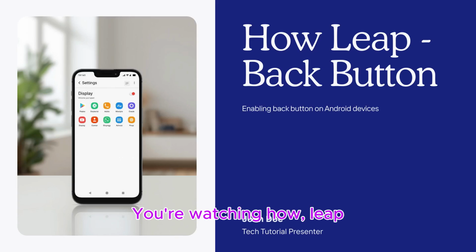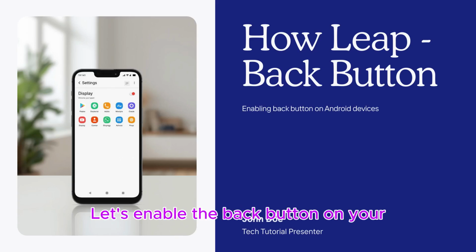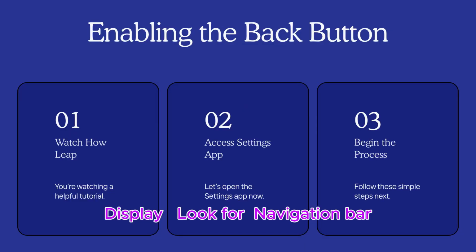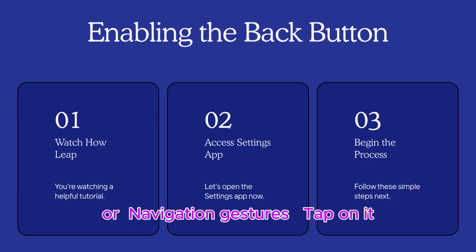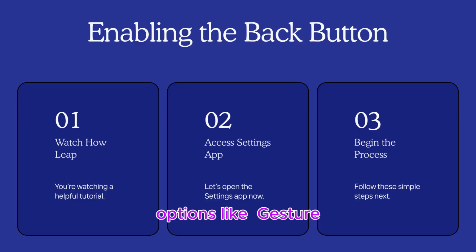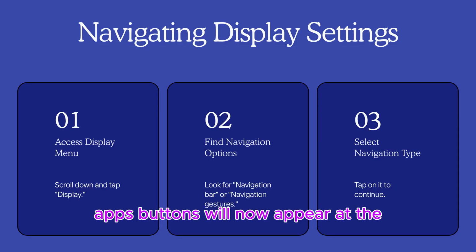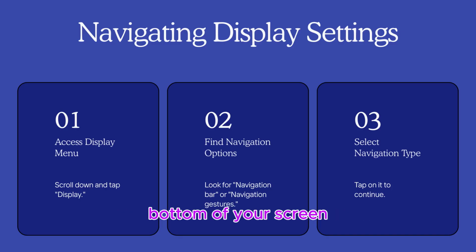You're watching How Leap. Let's enable the back button on your Android phone. Open the Settings app, scroll down and tap Display. Look for navigation bar or navigation gestures. Tap on it. You will see options like gesture navigation and button navigation. Select button navigation or 3-button navigation. The traditional back, home, and recent tabs buttons will now appear at the bottom of your screen.